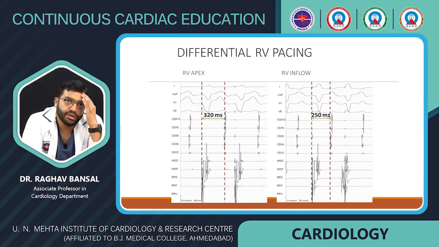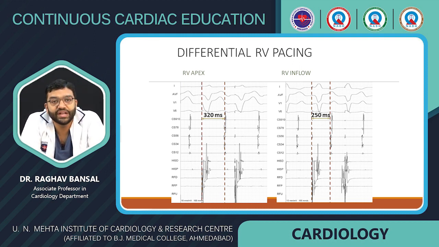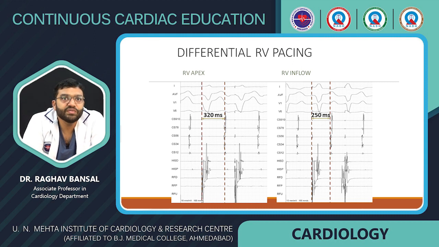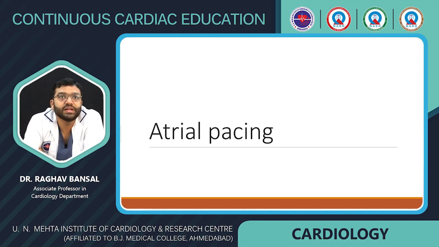This is again an example where we are measuring the VA interval from RV apex pacing and RV inflow pacing. So the VA interval from RV apex pacing here is 320 milliseconds, and the VA interval from RV base inflow pacing is 250 milliseconds. This clearly suggests the presence of an accessory pathway, since RV inflow VA is shorter than RV apex VA. Now coming to the atrial pacing maneuvers at baseline.